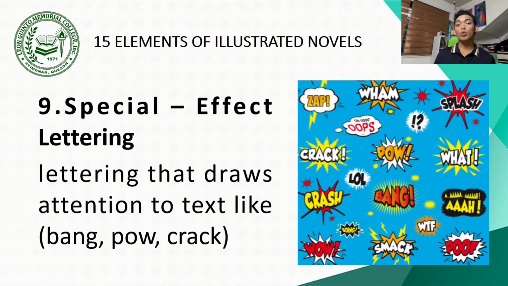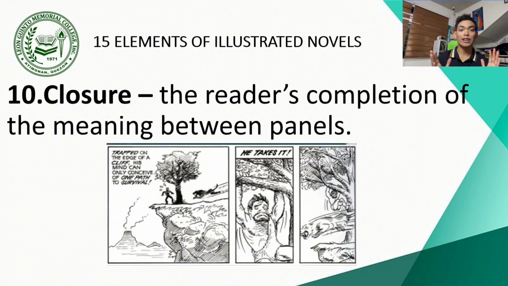So now we go to the tenth one. On the tenth element, we have closure, the reader's completion of the meaning between panels. We have 3 panels there in the examples. First, the man is being chased by a tiger. Second, the man hangs on the branches of a tree. And in the third panel, the man hangs on the tree and the tiger passes through.